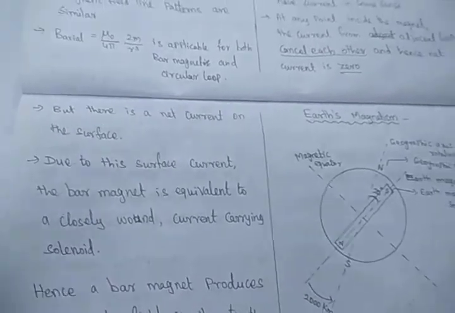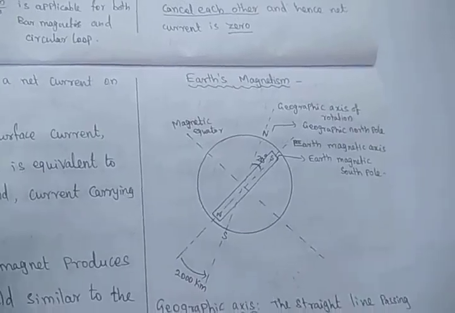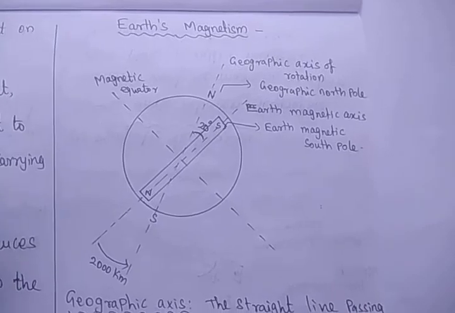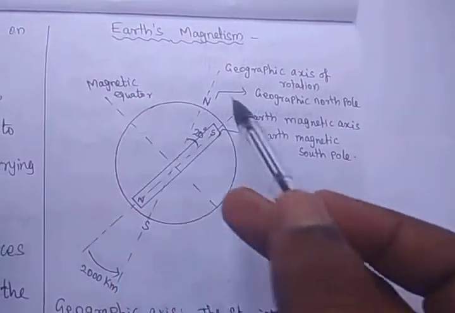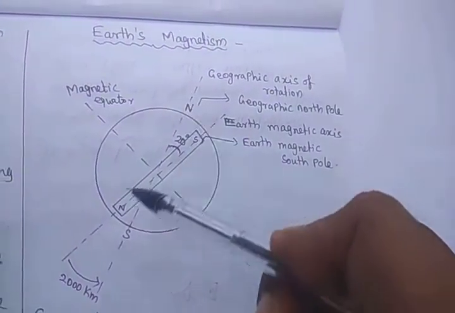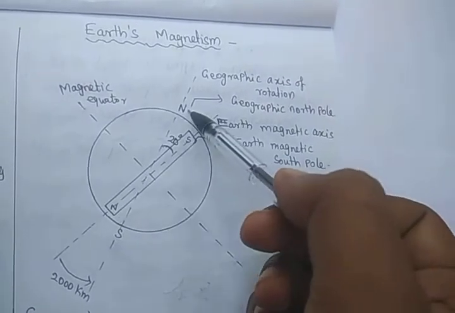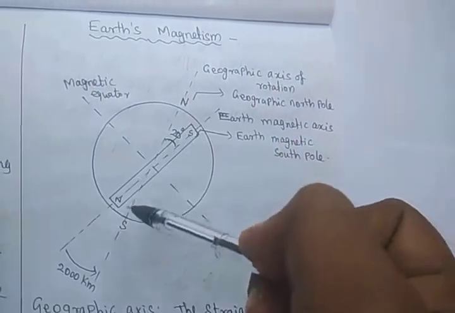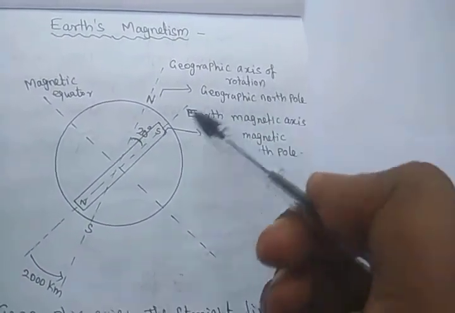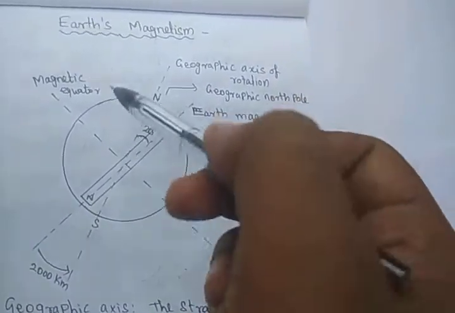Okay. Then the next topic is Earth's magnetism. It is very important. This picture shows the Earth's surface, a spherical Earth surface. These are the geographical north and south poles, the north direction and south direction. The line joining the geographic north and south poles is called the geographic axis of rotation, or simply the geographic axis. The rotation takes place through this axis only.